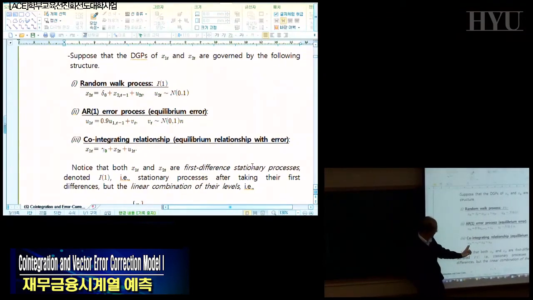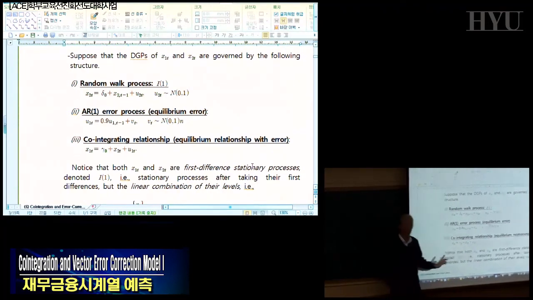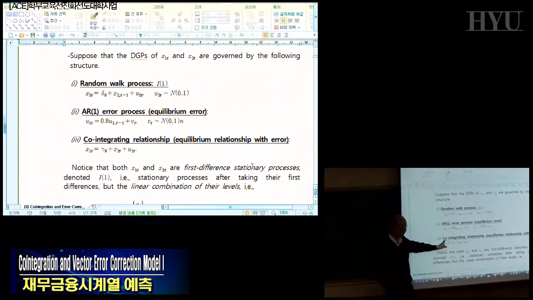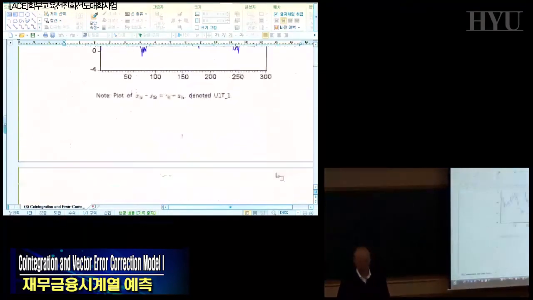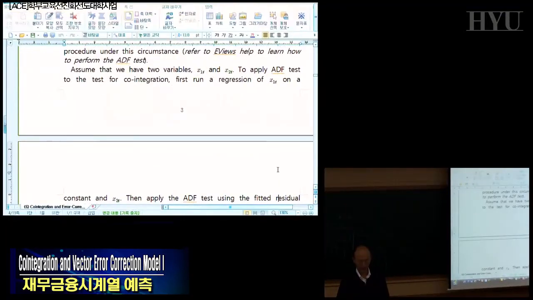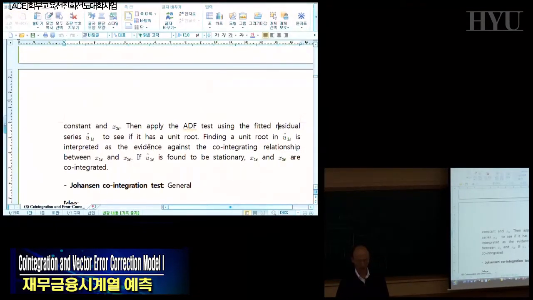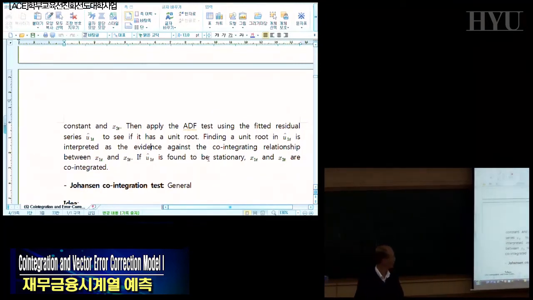Then run a regression, and if they are related, then this one is I0. If not, because you said this is I1, you will find this I1 same as this one. This is going to be I1, right? So it is very simple to conduct the test for the presence of unit root.